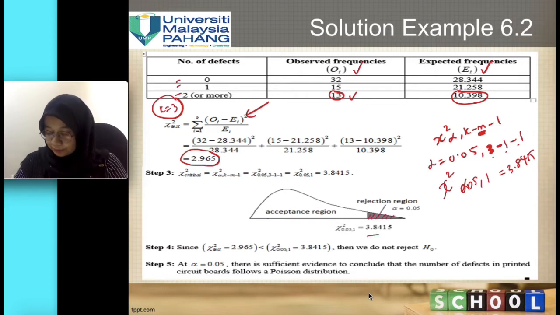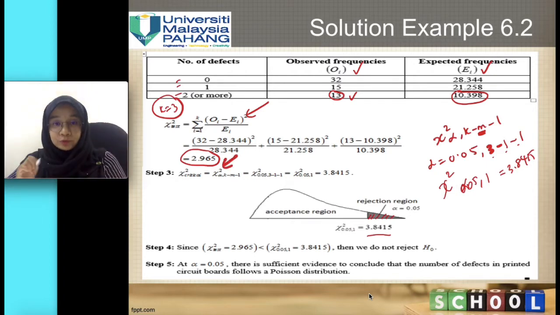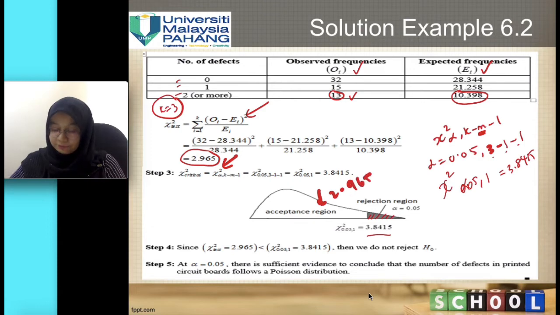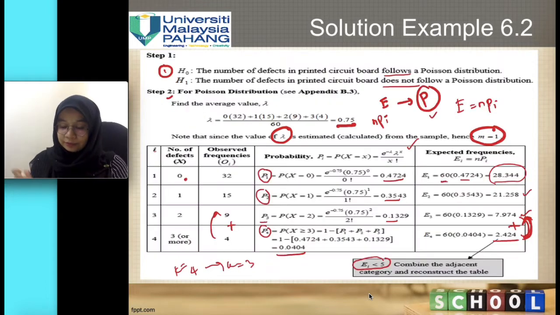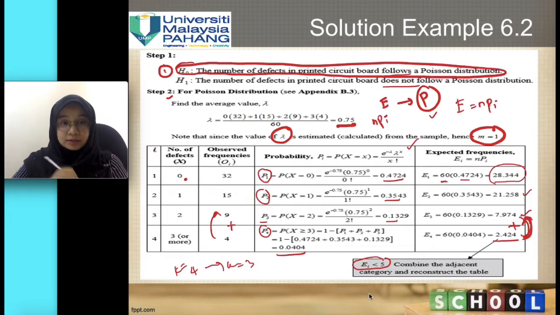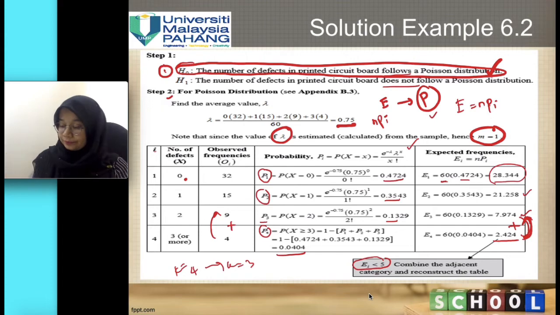So this is a right tail. Here 3.8415. Your chi-square test is 2.965. 2.965, 3.8. Greater than or less than? Less than. So 2.965 is here. Since chi-square test is less than chi-square critical value, we accept H null. Look back here, you accept this one. Okay, it means that at alpha 0.05, the number of defects in printed circuits follows a Poisson distribution.